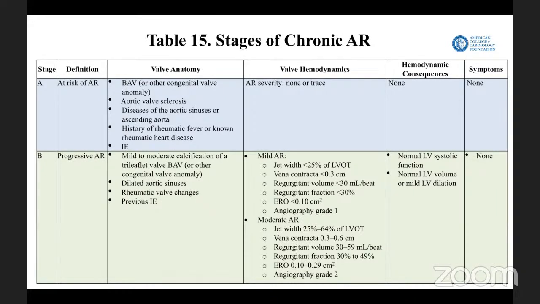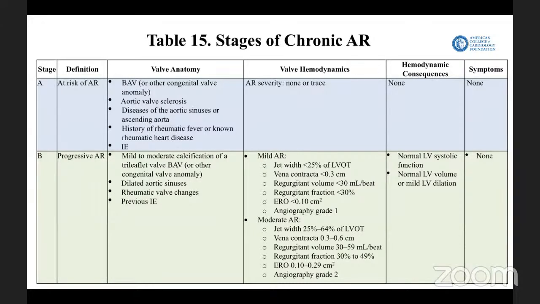And in stage A, they tend to have no or usually trace AI with no hemodynamic consequences and no symptoms. For stage B, with progressive aortic regurgitation, having mild to moderate severity.